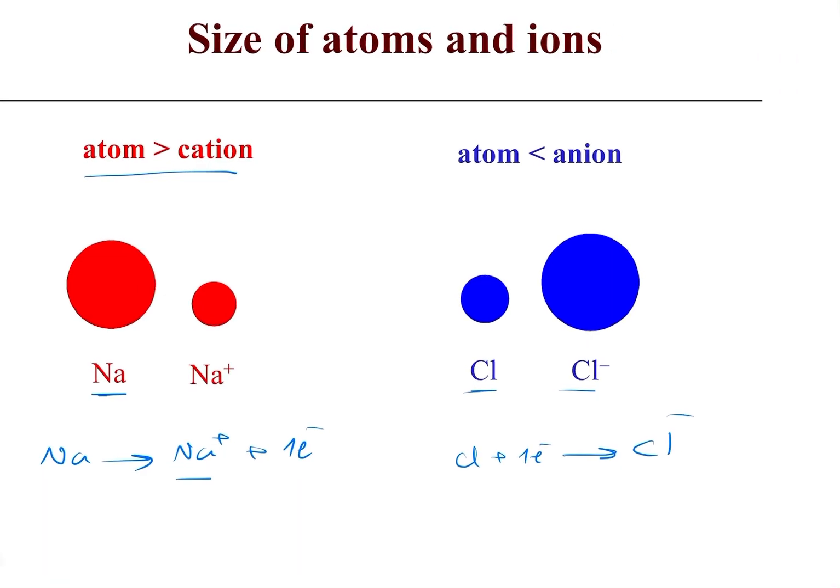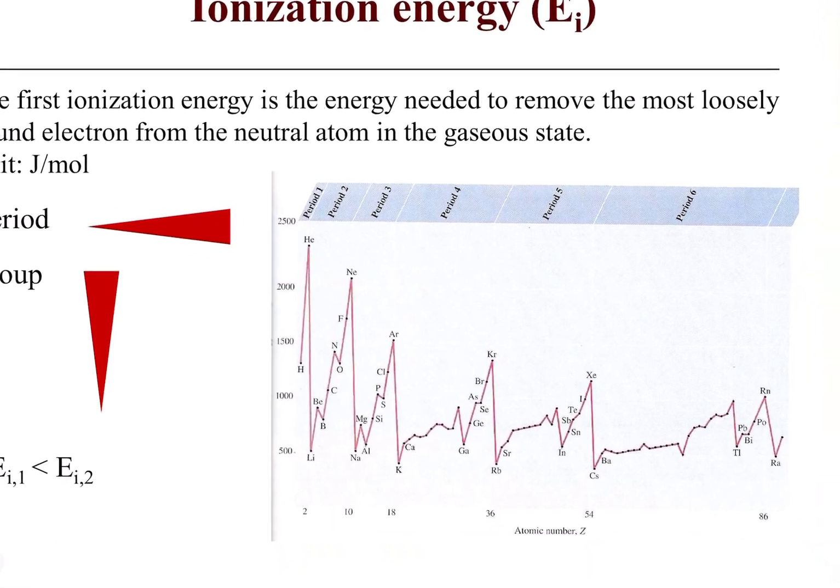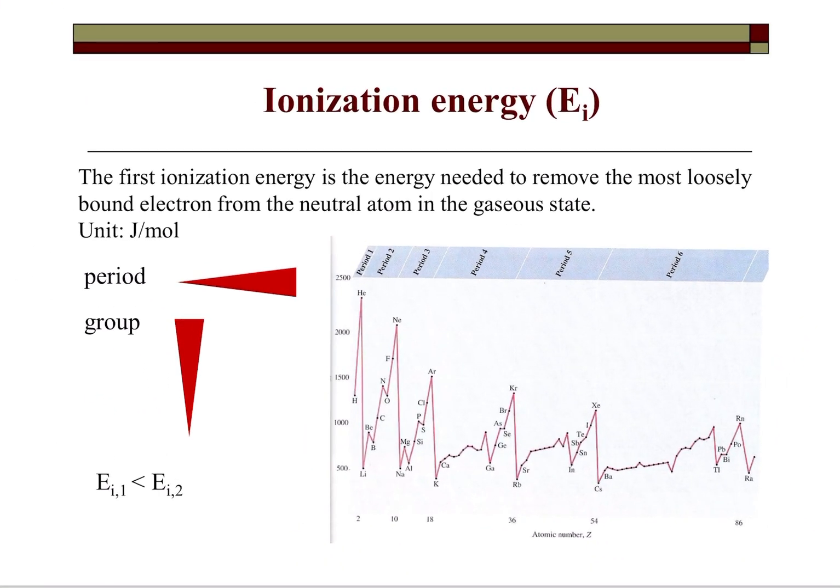We go to the ionization energy. We have the first, second, and third ionization energy. The most important is the first ionization energy: the energy needed to remove the most loosely bound electron from a neutral atom in the gas phase. It's very important, because losing an electron is very important.